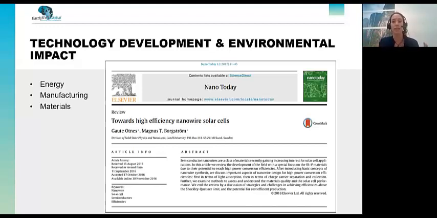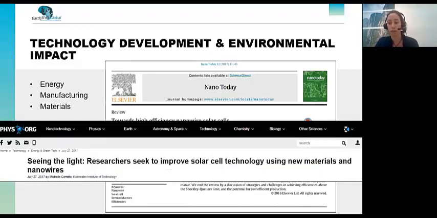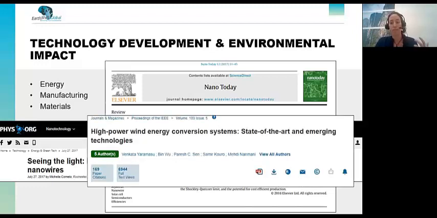So if we start with technology development, we know that this is moving really fast. This is moving faster than how we can capture the environmental impacts of these technologies that we're developing. And in fact, much of this technology development is environmentally motivated, right? Let's think of renewable energy, energy storage, biomaterials.